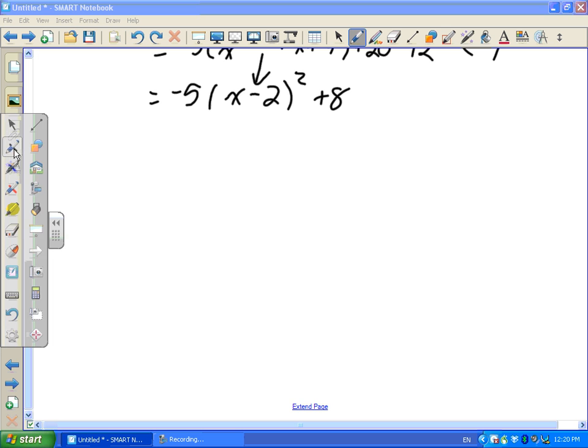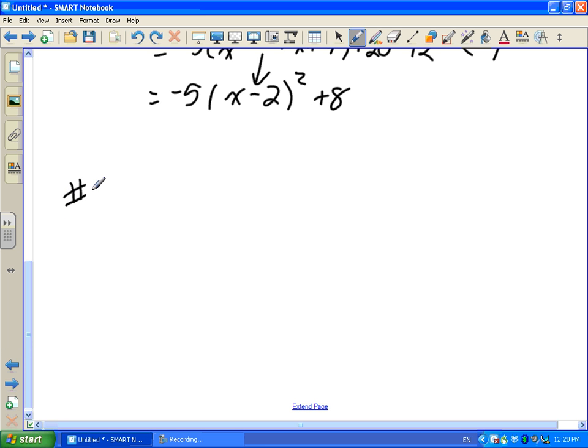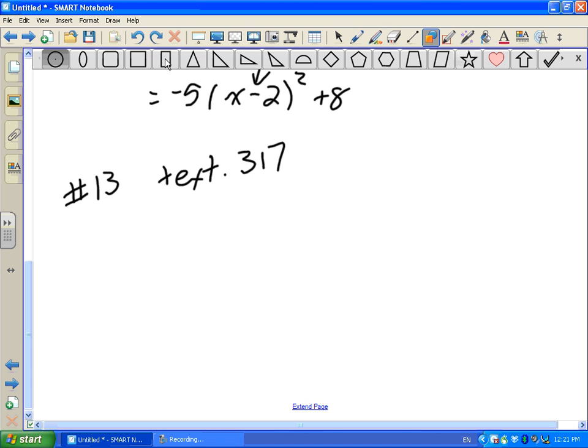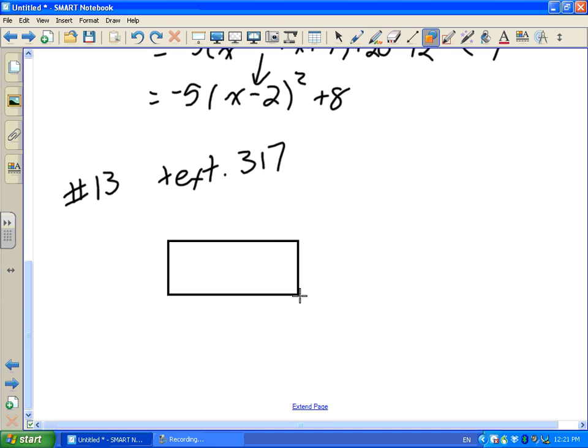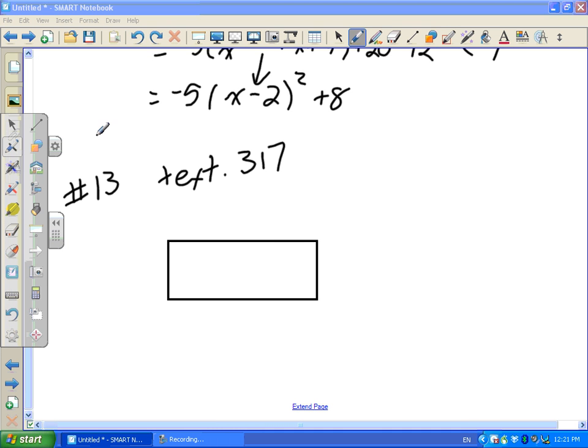All right, gentlemen. First question I'm going to take up is number 13 in your review. It's on text page 317. Please pay close attention because word problems are a part of this test and they can be difficult to set up. So, very first thing they've told us is we have a rectangular garden and we know that it measures 5 meters by 7 meters.